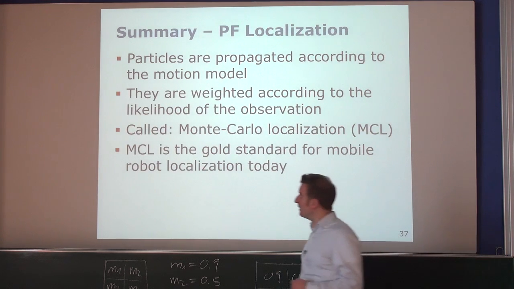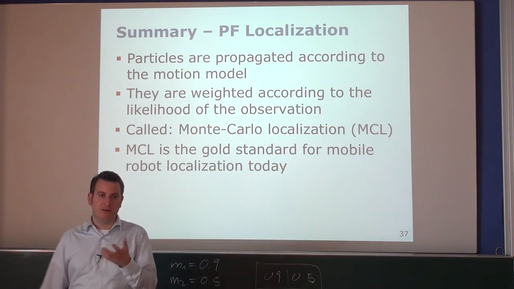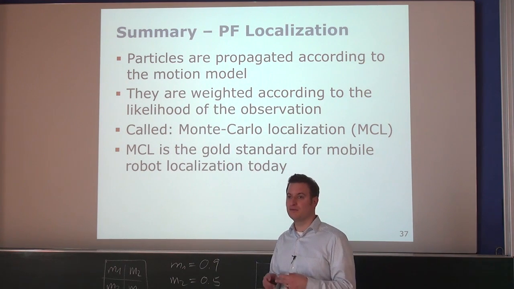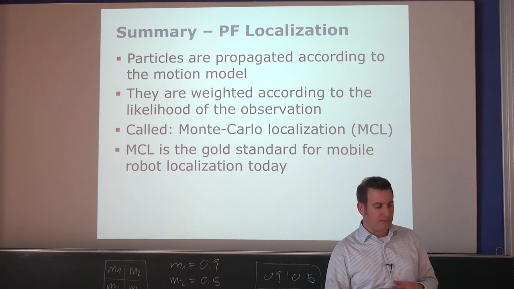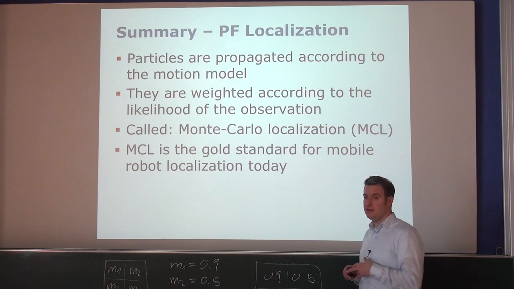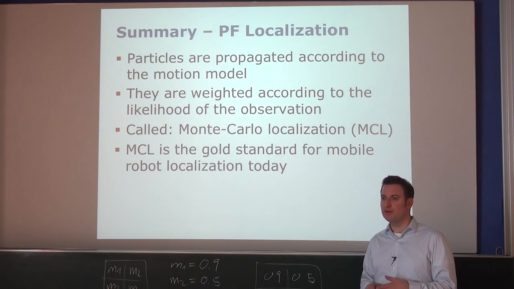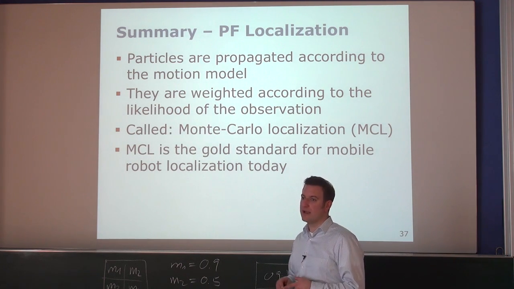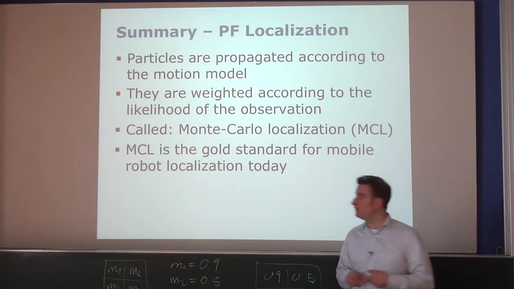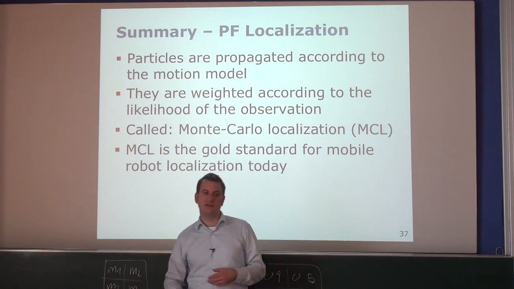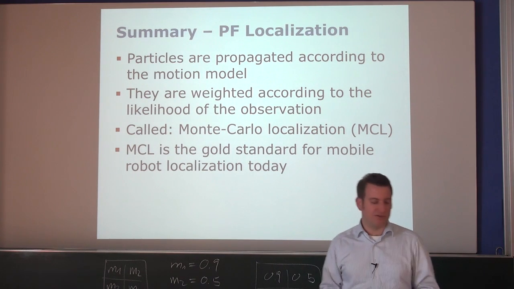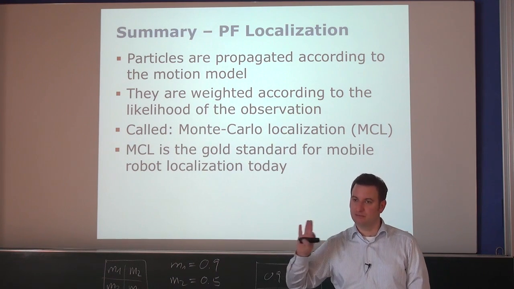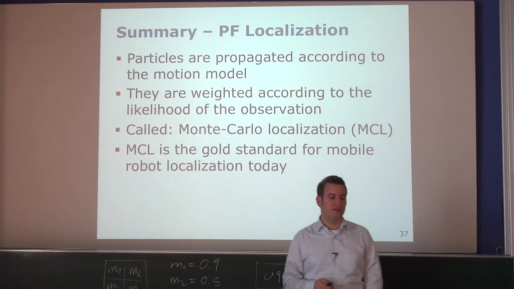Monte Carlo localization is a special instance of particle filters, so doing localization with particle filters, and it uses the particles to represent the pose of the robot, so typically x, y, and the orientation theta. It uses the motion model typically as a proposal distribution, and as a result of this choice, the importance weight is corrected with the observation likelihood, and this technique is called Monte Carlo localization, or in short MCL, and it's kind of the gold standard for mobile robot localization in robotics today in most applications. There are other applications for sure, but this is one of the standard choices.